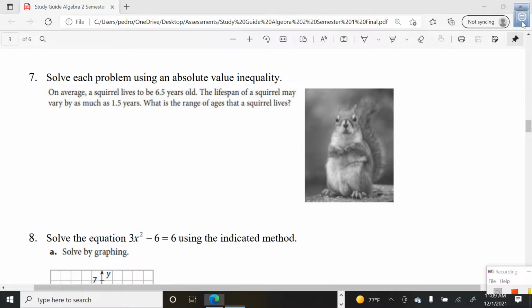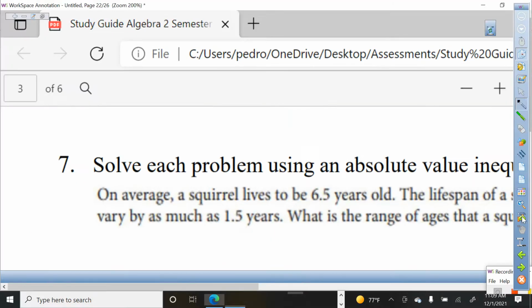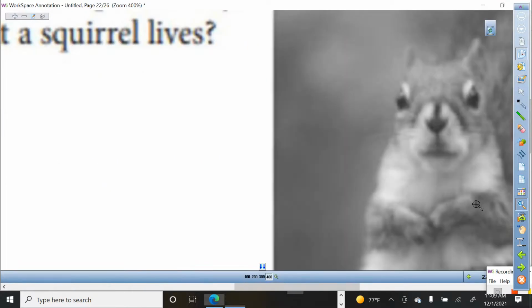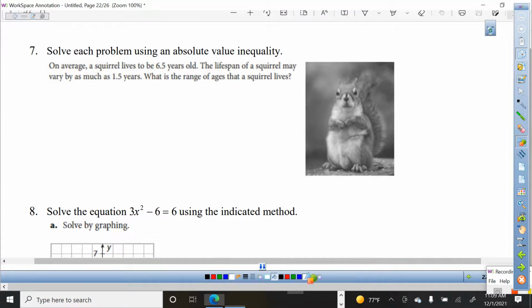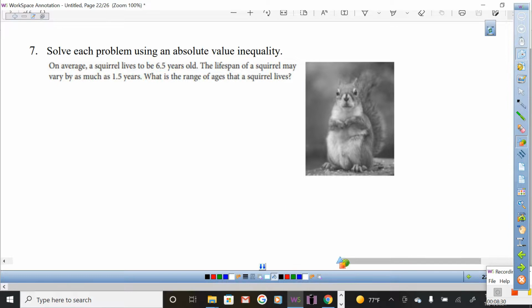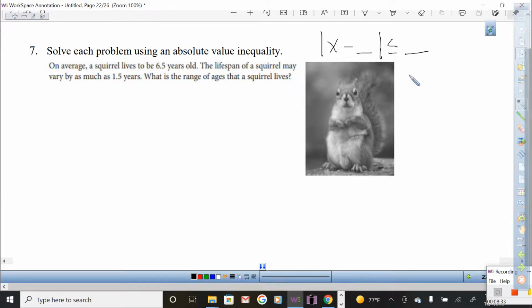And it reads, oh, look at the squirrel. All right, it reads, bless you. Solve each problem using an absolute value inequality. Okay, which means we're going to use x minus blank less than or equal to blank, or absolute value x minus blank greater than or equal to blank. Okay? So for right now, let's read the problem.